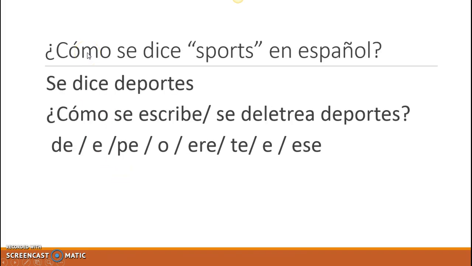Hay otras preguntas como ¿cómo se dice sports en español? Se dice deportes. ¿Cómo se escribe o se deletrea deportes? How do you write sport, deportes? O how do you spell deportes? D, E, P, O, R, T, E, S. Deportes.